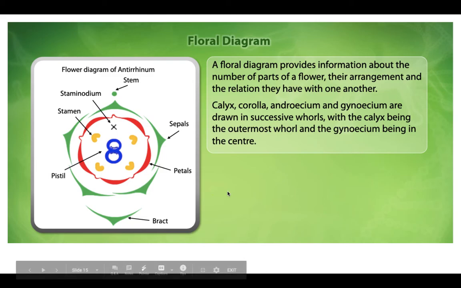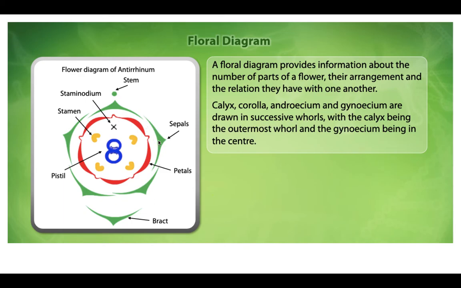Here you can see one example of a floral diagram. Actually, a floral diagram provides us the information about the number of parts of a flower in a quick manner at a glance, and their arrangement and the relation they have with one another in a particular family. Calyx, corolla, androecium, and gynoecium are drawn in successive whorls.